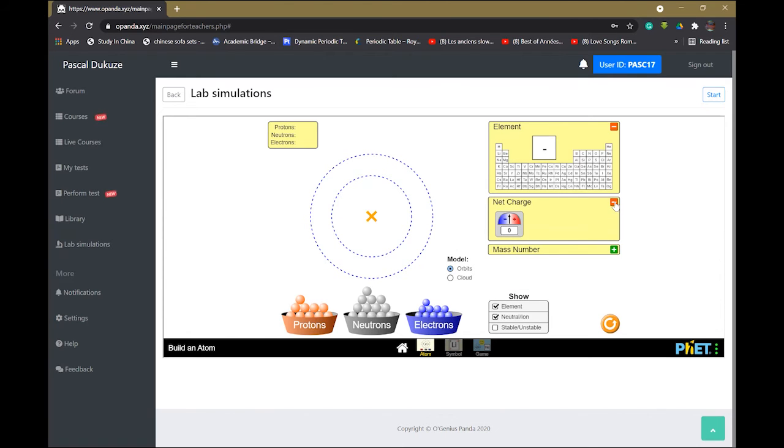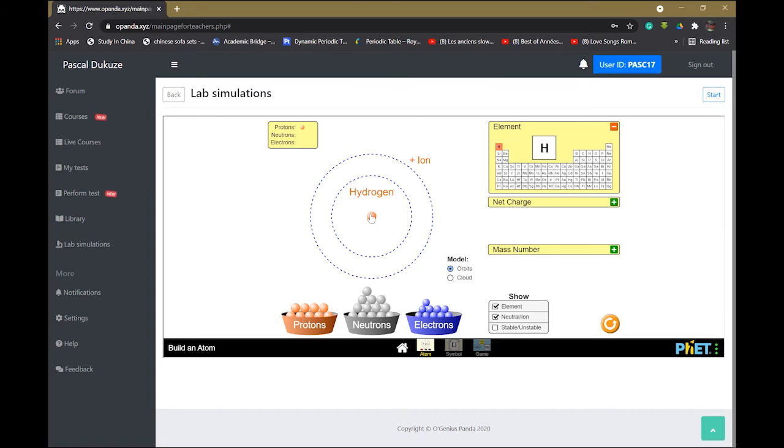You can hide this, and you can also hide the periodic table. You can also show the name of the element. You can show if the atom is neutral or an ion, and you can also show if the atom is stable or unstable. Let's start with a proton.